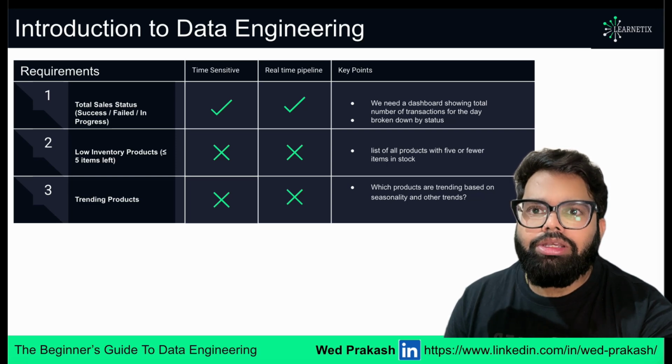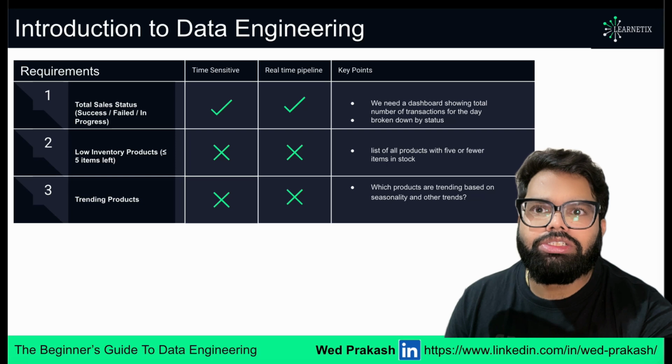Let's move to requirement number 2. We need a dashboard showing a list of all the products with 5 or fewer items left in the stock. Now, is this important? Yes, this is important. But do we need to update it every second? Probably not. If we update the dashboard every few hours or even once a day, that's still good enough for the inventory or warehouse team to take action and restock the product. So this is semi time sensitive but still totally fine to handle with a batch pipeline.